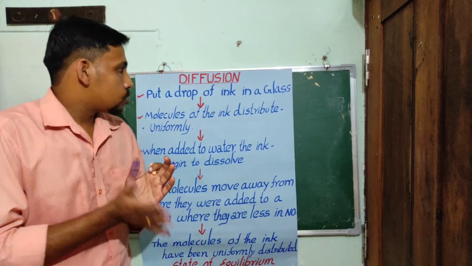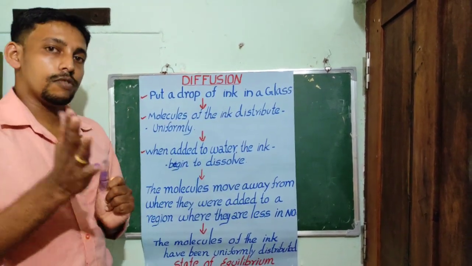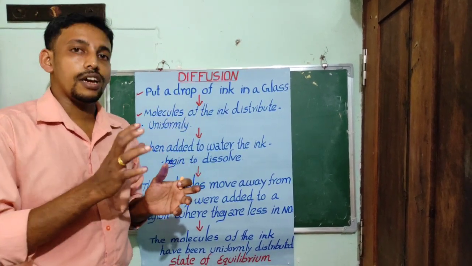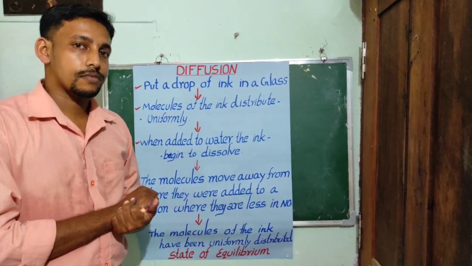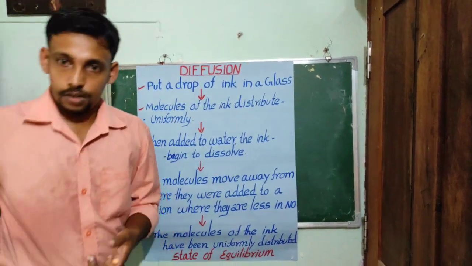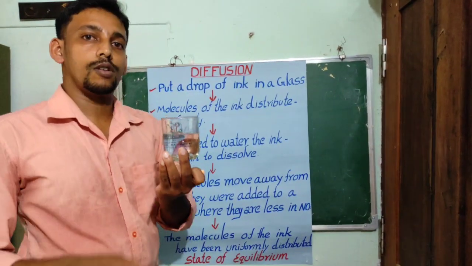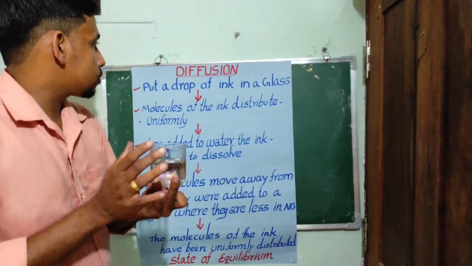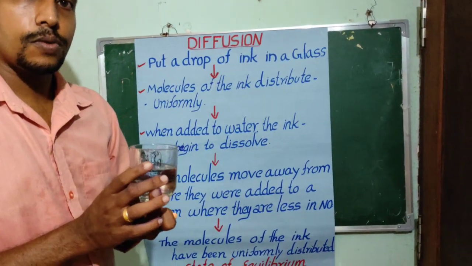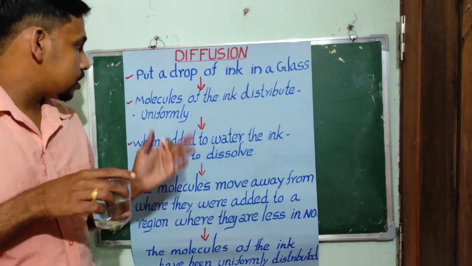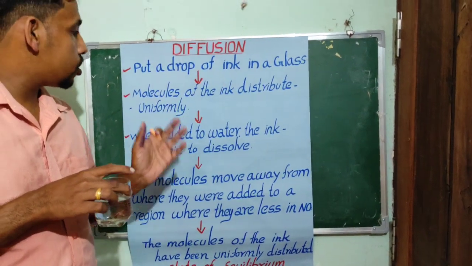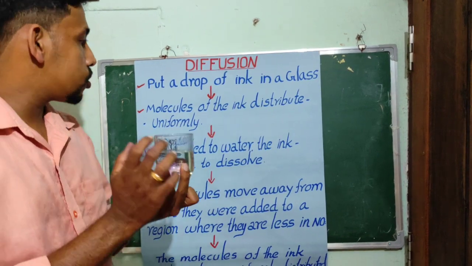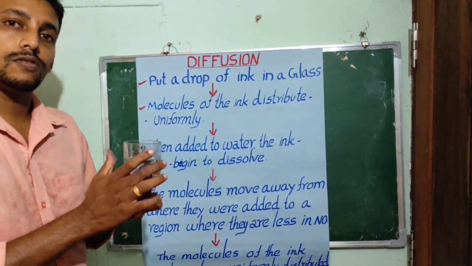Okay, so I will give you the procedure. The procedure will be like this. I am just putting a drop of ink in a glass of water. So the glass of water is here. Now I am going to put a drop of ink in this glass of water. At that time we can see the molecules of the ink distribute uniformly throughout this water.